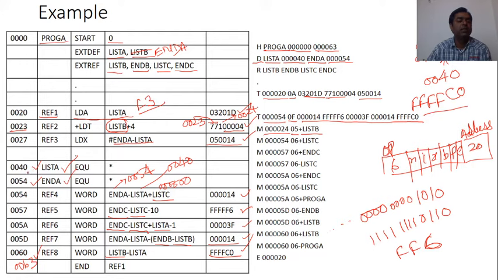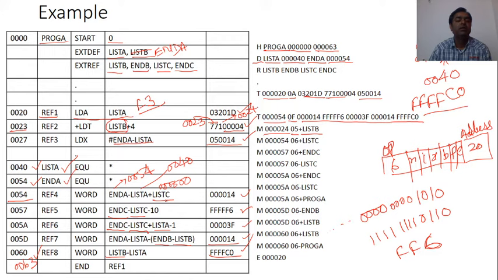Now, the next instruction is written at 0040. There is no need of a modification record. Same is for 0054. Just come to the instruction at 0054. You can see here, I know the value of end A minus list A, and end A minus list A will give you an absolute value. So this 000014 is an absolute value. And now in this value, I have to add the value of list C.